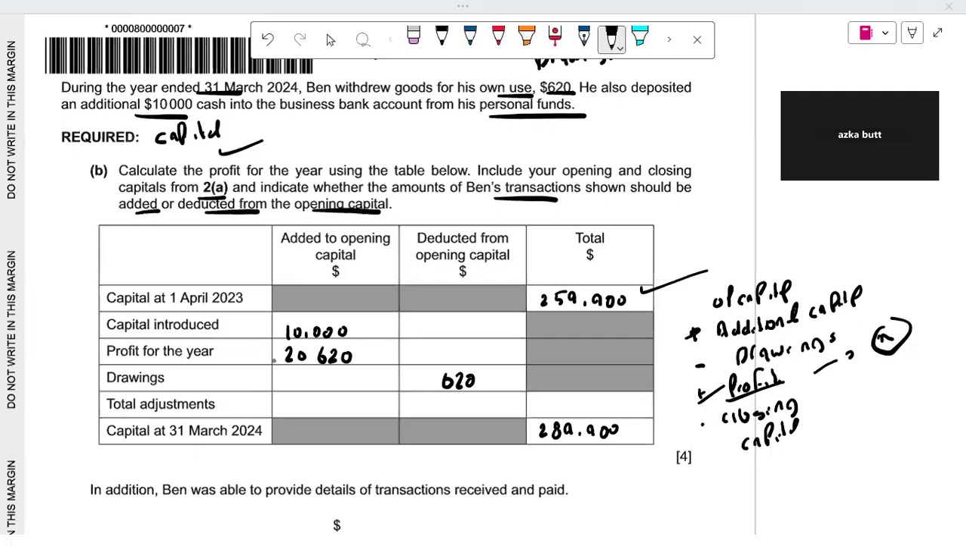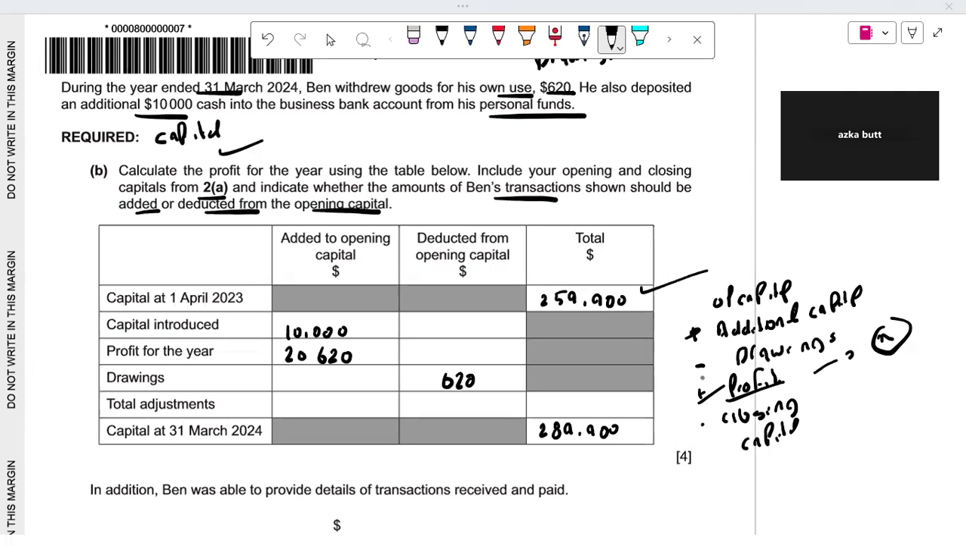Okay, so if you didn't understand, I'm going to tell you again. Here is how you can do the reverse working. First of all, previously we were adding the closing capital into the profit, but now we will be subtracting the closing capital from the profit. So there is nothing here in the profit, so this is X. So closing capital minus X.